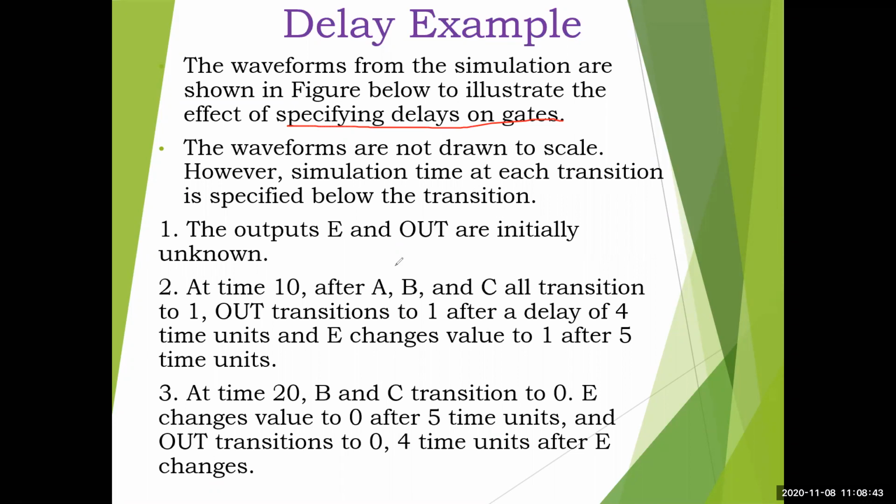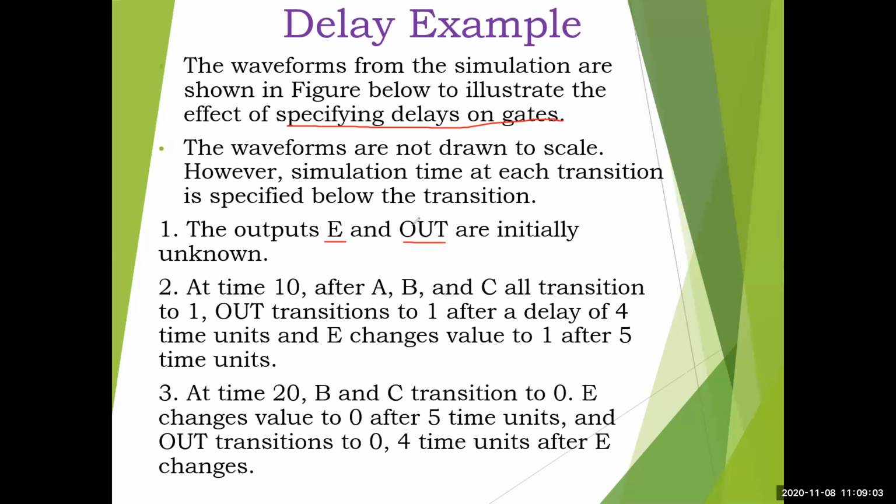We'll see three observations in this waveform. First I will tell and then you can observe. The outputs E and out are initially unknown. E and out are initially unknown because they are declared as wire or reg, and the default value is X, so that's why it will be considered.